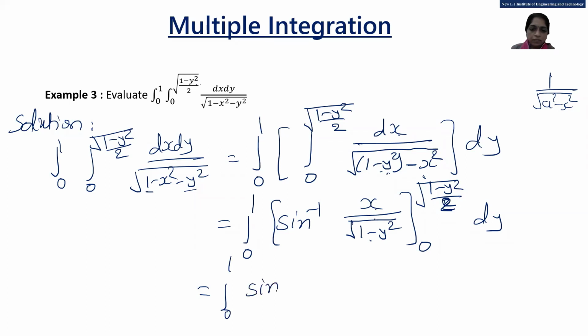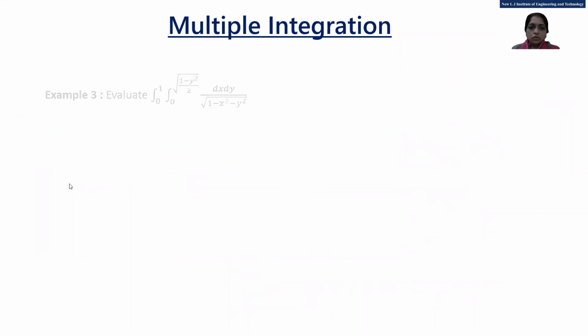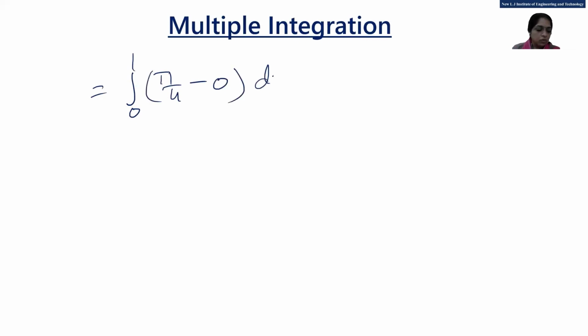Sine inverse 1 upon root 2 minus sine inverse 0. Okay. Now the value of sine inverse 1 upon root 2 is what? The value of sine inverse 1 upon root 2 is pi by 4, and sine inverse 0 is 0. So here, from 0 to 1, pi by 4 minus 0, into dy. Here pi by 4 is constant, 0 to 1 dy.